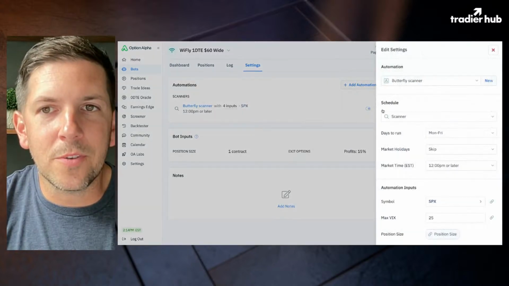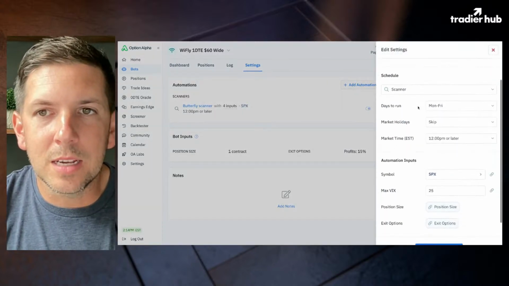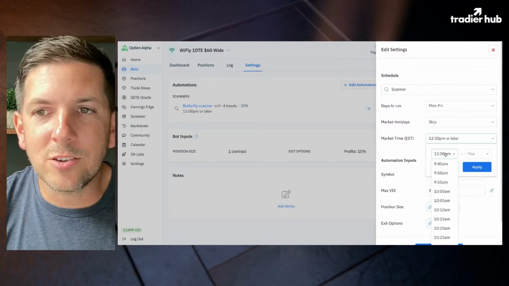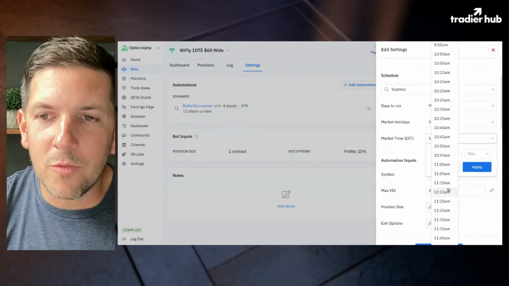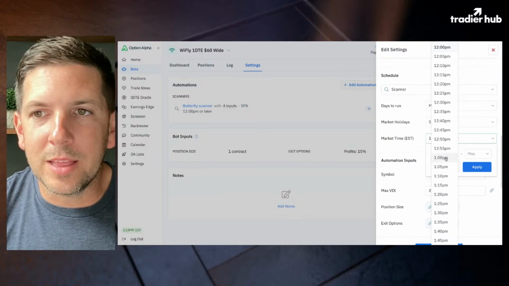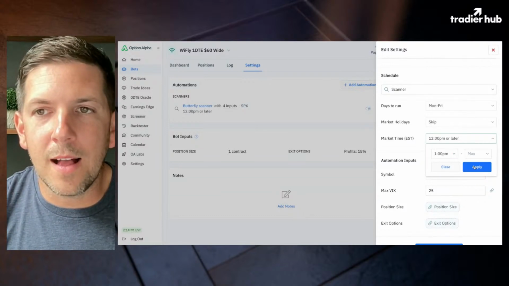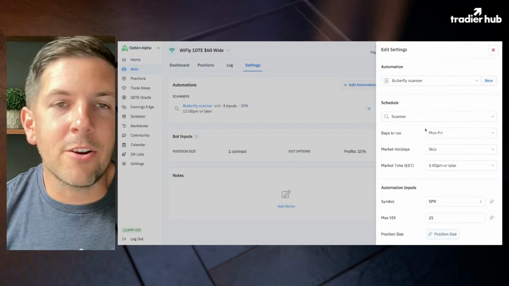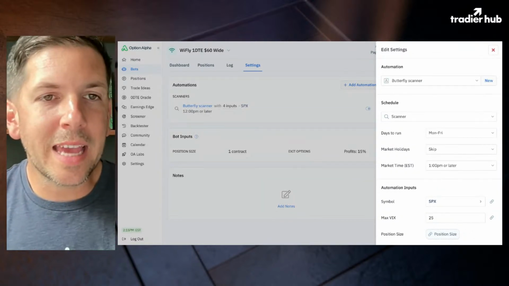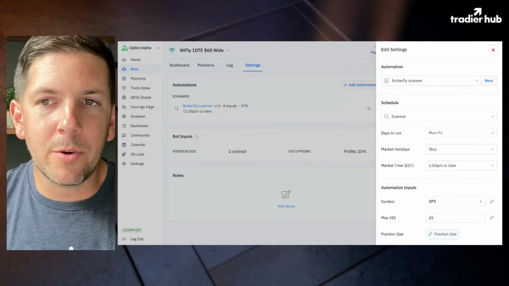So what I'm going to do first of all is I'm going to go in here and run this on times that are actually about 1 o'clock and after. So 12 might be a little bit early for me. I like the idea of running it a little bit later in the afternoon. So I'll do 1 o'clock and after. So this scanner, even though it will be turned on inside of the bot, it won't actually kick in and run until 1 p.m. or later.